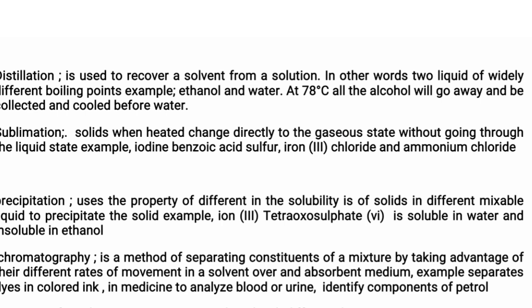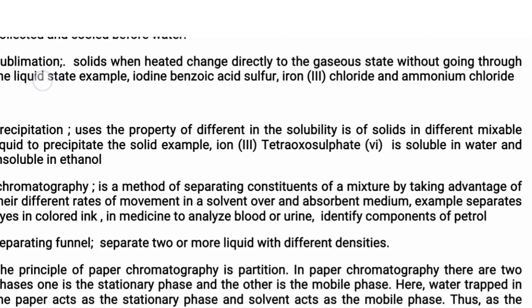Sublimation is when a solid is heated directly and turned into gaseous state without passing through the liquid phase. Examples are iodine, benzoic acid, sulfur, iron(III) chloride and ammonium chloride. Please note the examples. The examples are very important because that's where they can ask the question from. The characteristics and the examples.